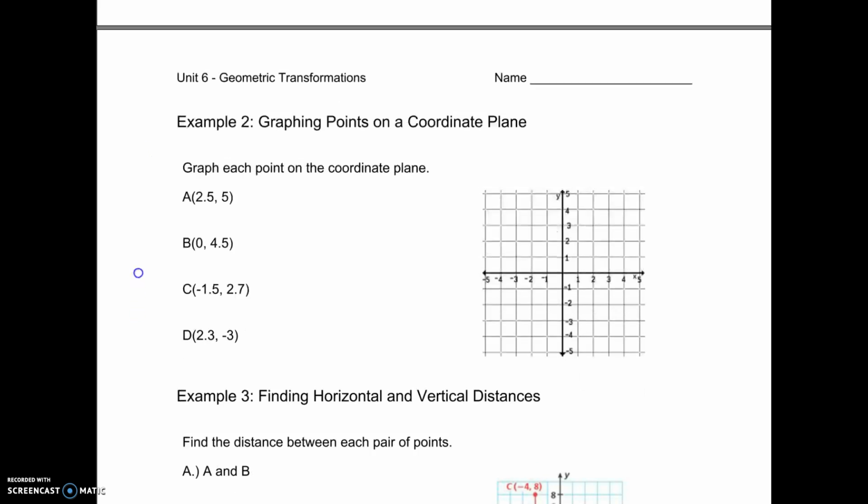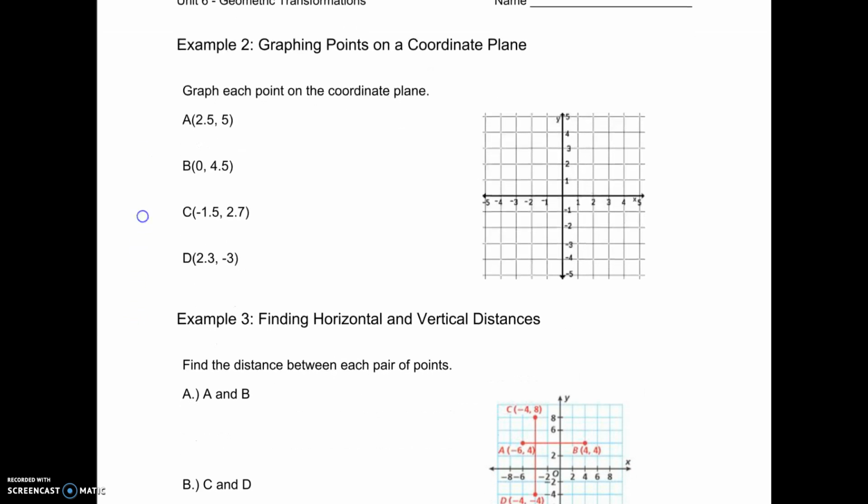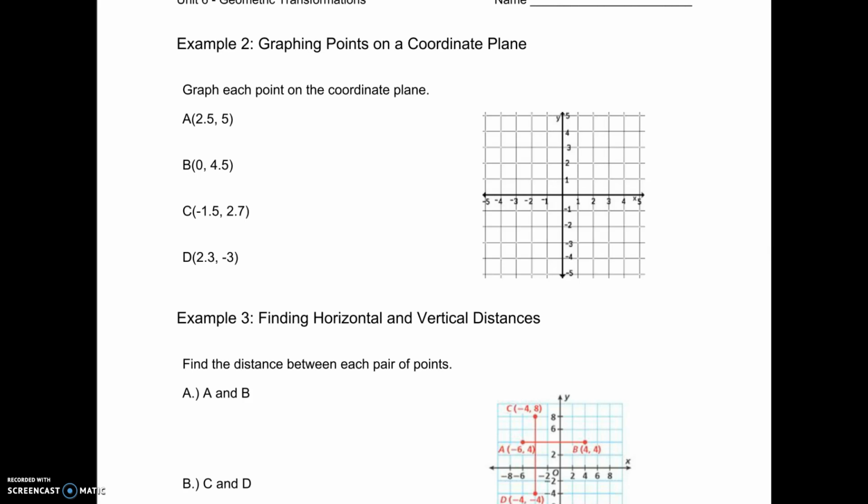Flip over to the back of your paper. And we're going to look at example 2, graphing points on a coordinate plane. It says graph each point on a coordinate plane. So our first one, A, it says 2.5, 5. So remember that first coordinate tells me to go left or right. So that means I'm going to go right 2.5. So 0.5 is half. So I'm going halfway between 2 and 3. From there, I'm going to go up 5. And I end up right here. I'm not done yet because I don't know what that point is. So I need to make sure to label that. So I'm going to write an A next to it.